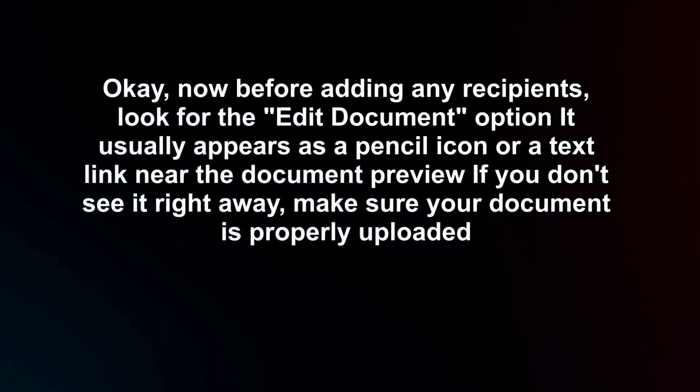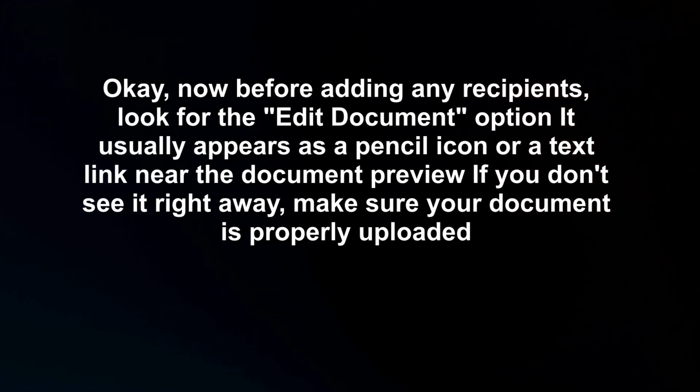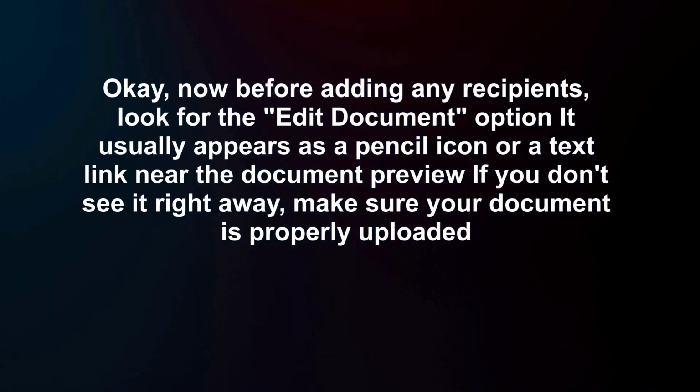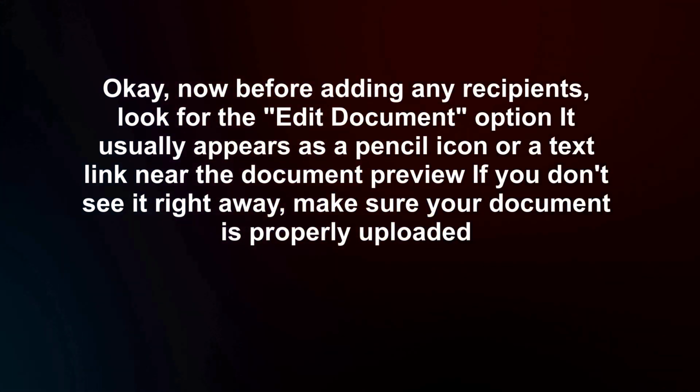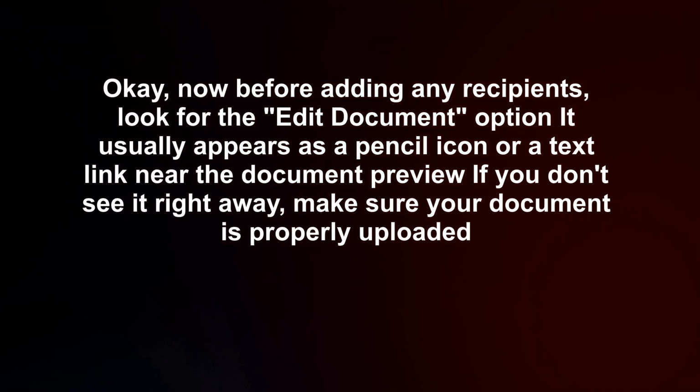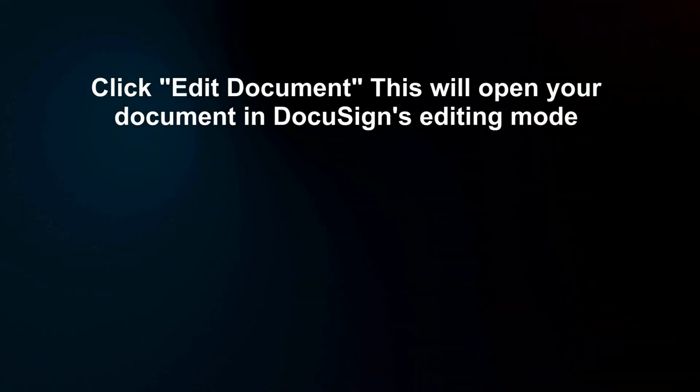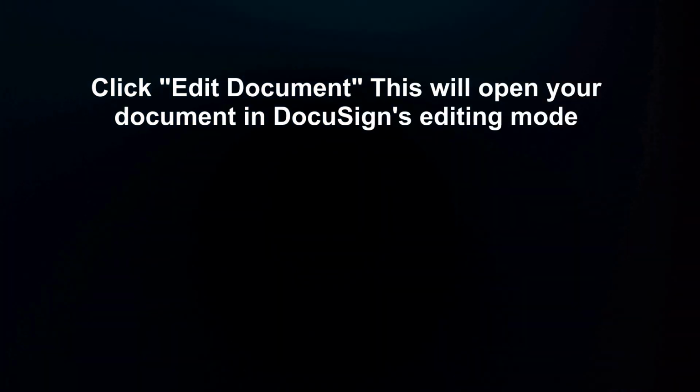Okay, now before adding any recipients, look for the Edit Document option. It usually appears as a pencil icon or a text link near the document preview. If you don't see it right away, make sure your document is properly uploaded. Click Edit Document. This will open your document in Docusign's editing mode.